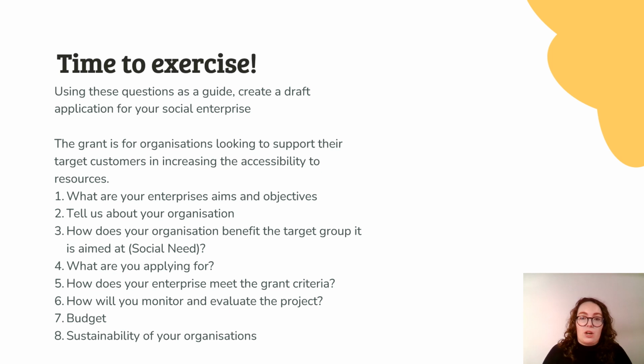Using these questions as a guide, create a draft application for your social enterprise. The grant is for organizations looking to support their target customers in increasing the accessibility to resources. What are your enterprise's aims and objectives? Tell us about your organization. How does your organization benefit the target group it is aimed at? What are you applying for? How does your enterprise meet the grant criteria? How will you monitor and evaluate the project? Include your budget, and what is the long-term sustainability of your organization?